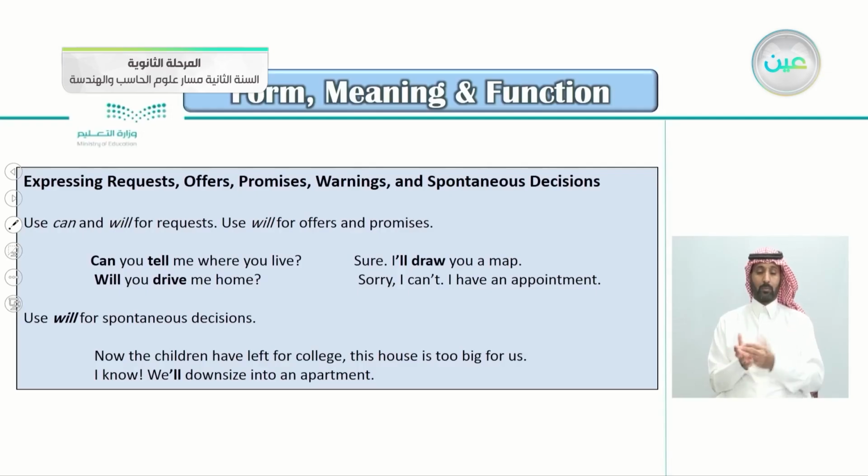We use will for spontaneous decisions. Now the children have left for college. This house is too big for us. I know, we'll downsize into an apartment. So this is a spontaneous decision, a decision that was made at that second without any planning. The children have left the house for college. The house is too big for us. I know, we'll downsize into an apartment. So will is used for a decision that was made without planning and was thought about at that exact moment.